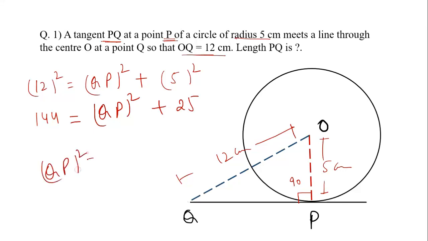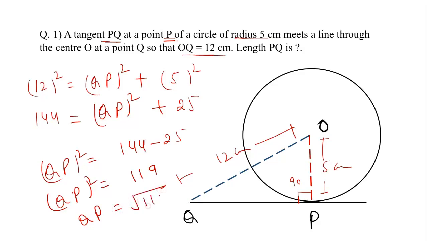So 144 equals QP square plus 25. Since 25 is being added here, it will be subtracted when we move it across. So QP square will be 119, and QP will be the square root of 119. So this will be our final answer.